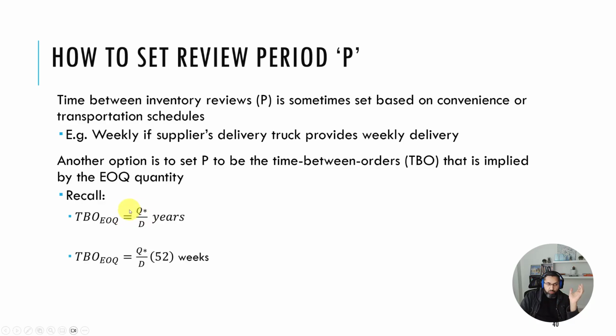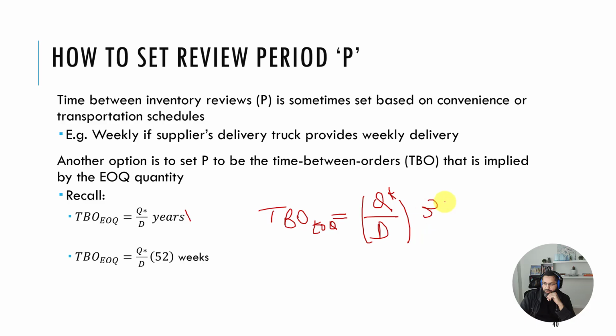And so we don't like working in fractions of a year. Like, what is 0.05 of a year? You don't know immediately until you convert it to days or weeks. So often we'll take the time between orders, Q star over D years, a fraction, and convert it to weeks or days. To convert to weeks, multiply by 52. To convert to days, multiply by 365. So you can also do time between orders of EOQ equals Q star over D times 365 to get it in days.